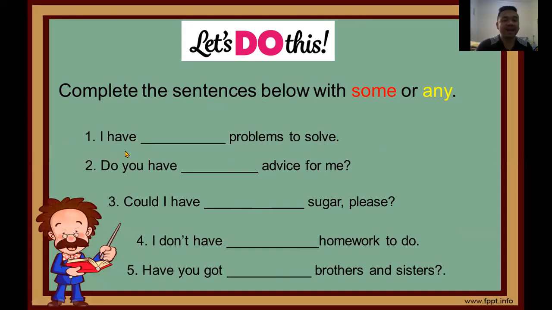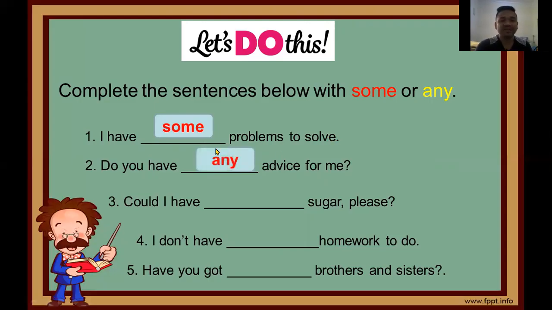For number one, I have blank problems to solve. Is it some or any? Analyze first the sentence. Remember the rule. Is it a positive sentence or a negative sentence? The correct answer here is some. Why? Simply because it is a positive sentence. I have some problems to solve. You couldn't say I have any problems.